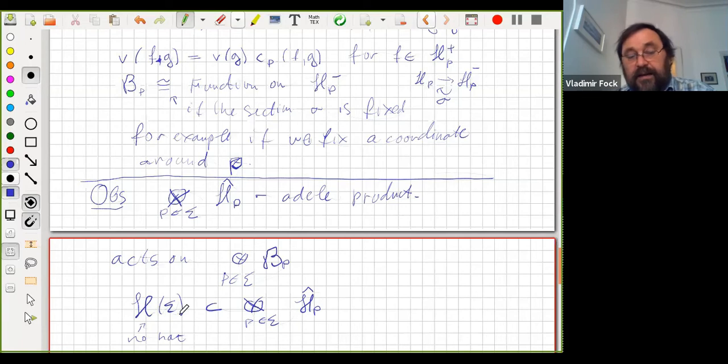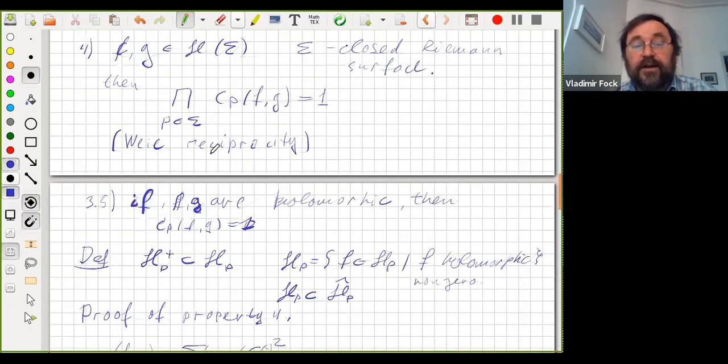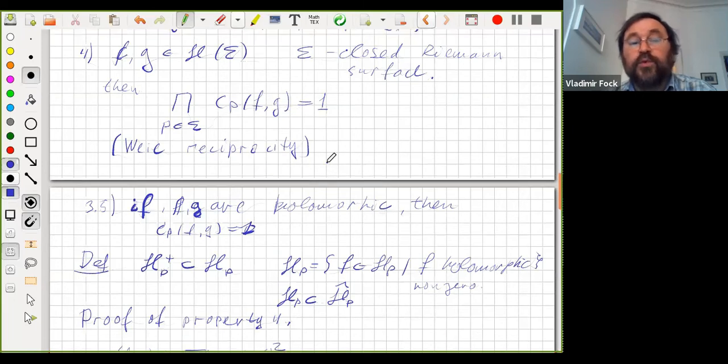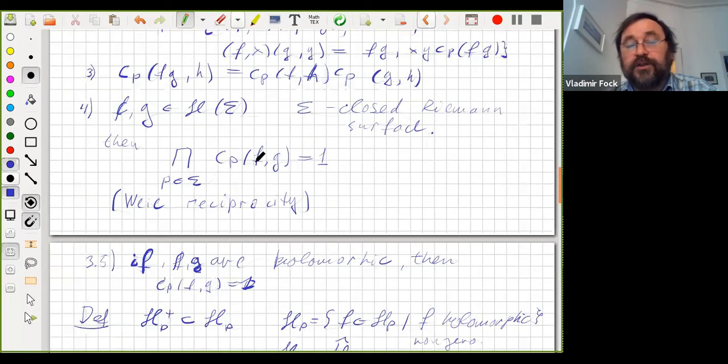Now I claim that the restriction of the central charge to this product is equal to 1. So this image of H of sigma here is not centrally extended. The reason for that is a consequence of the Weil reciprocity formula. So it exactly tells about Weil reciprocity. I can return a little bit back. If you have the product over all points of the central charge computed on two global functions, the product is equal to 1.